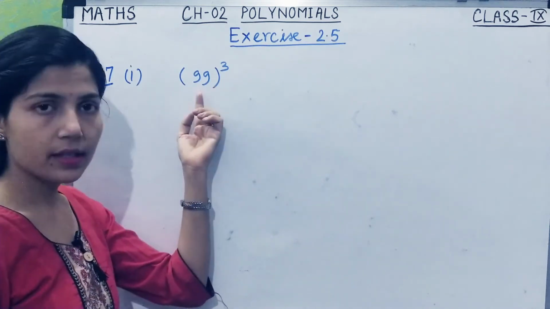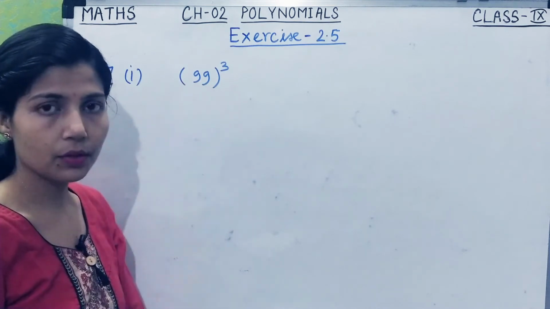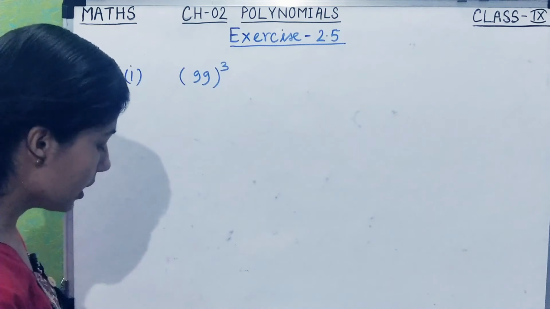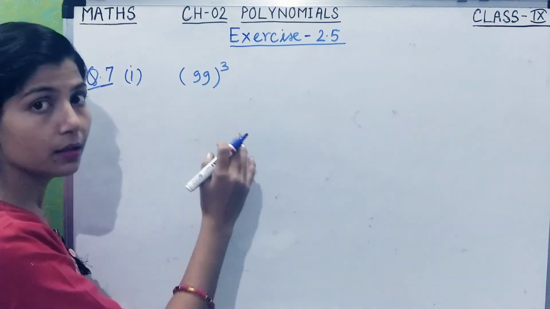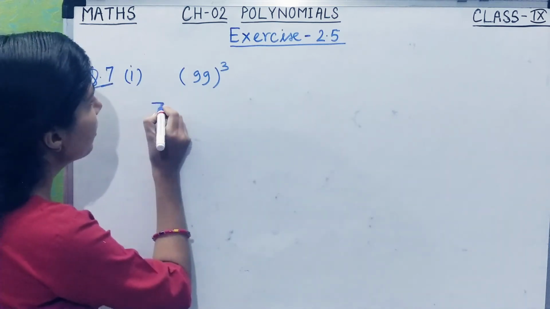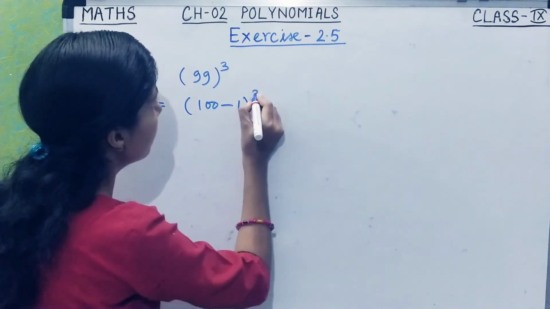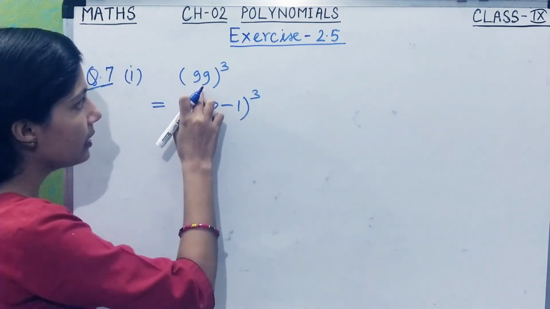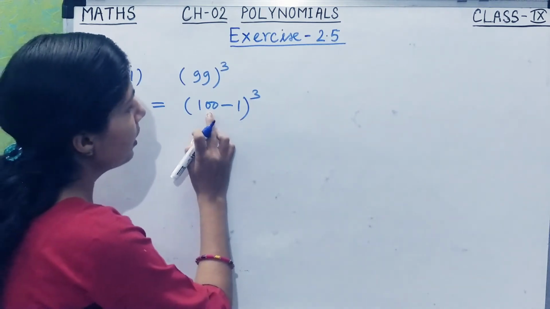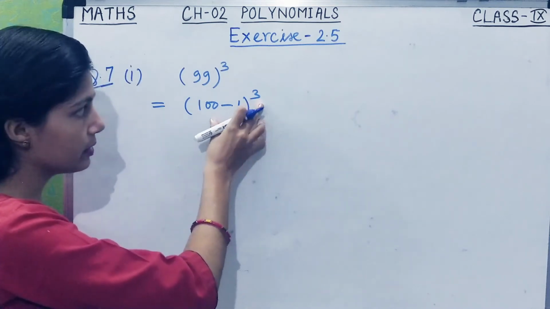Directly we can find its cube by multiplying it 3 times, but we have to use the identity here. So for using the identity, first we have to make it in terms of the identity. So we can write this 99 as (100 minus 1) whole cube. What can we write 99 as? 100 minus 1. Now you can see (a minus b) whole cube, there is an identity that is fitting here.